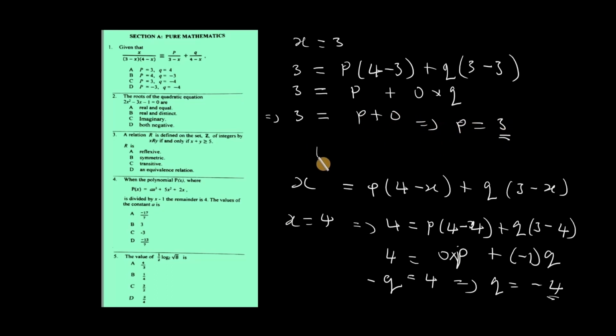Now we've gotten p is equal to 3 and q is equal to negative 4. From the options given, the right option is C.